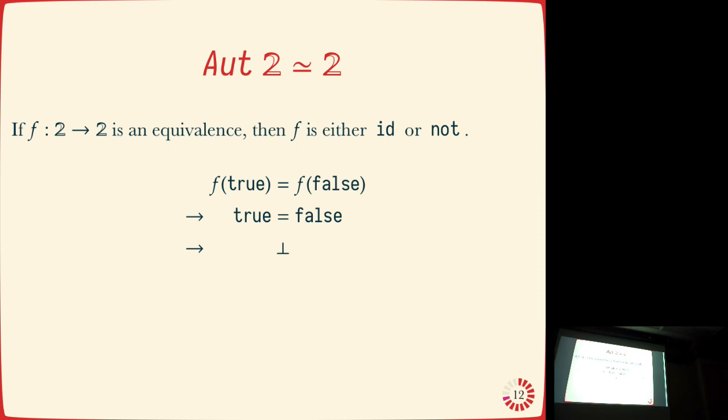Okay. So suppose F is an equivalence. We want to show that F is either ID or not. So first prove the general lemma that if F is an equivalence, then F is an injection. So F true equal F false implies true equal false. And true equals false can be shown to be inconsistent inside Martin-Löf type theory. Then use function extensionality to show that F is either ID or not. Okay, so that means there are only 2 automorphisms on 2. And we know that 2 is a set. So automorphisms on 2 is a set, which means there are no 2 loops.